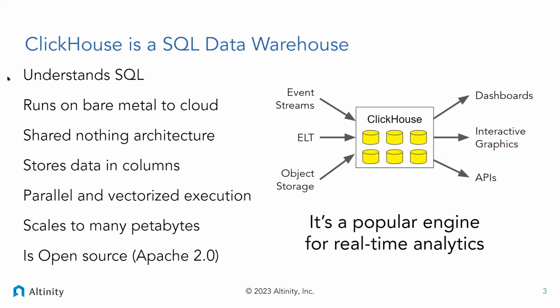Some of the features that make it very powerful: like MySQL, a popular online transaction processing or transactional database, it understands SQL, it runs practically anywhere, and it's open source. In the case of ClickHouse, it's Apache 2.0, which is a very flexible license. And then like most data warehouses today, it stores data in columns. It's very, very good at parallelizing execution, including using vectorized instructions on Intel CPUs, or Intel architecture.